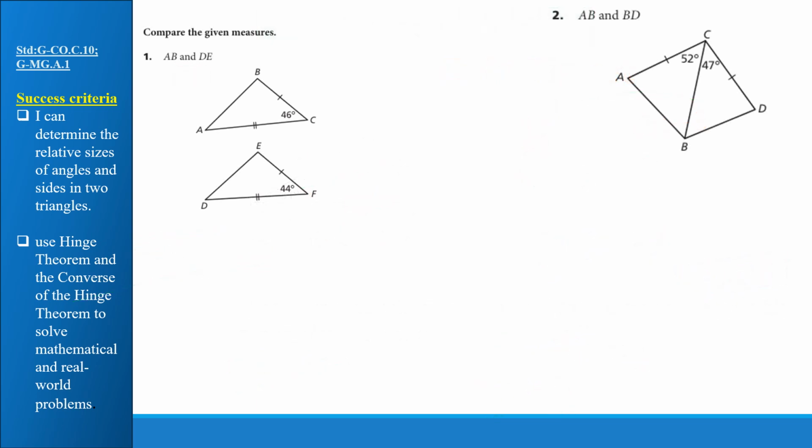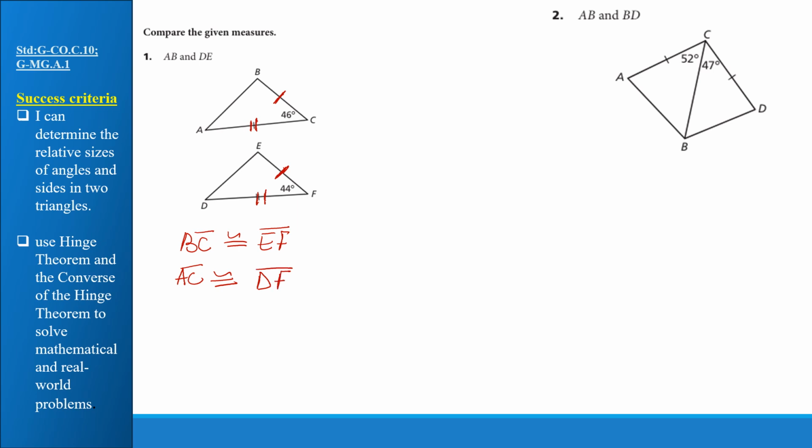These are the questions which are given in your practice book. Compare the given measures, AB and DE. You already have the idea how we can compare. So first of all we will collect the data. Here is the one dash, and in the other triangle this is the one dash. It means we can say that the side BC is congruent to side EF. Now the other sides which are congruent have two dashes, which means that AC is congruent to DF.